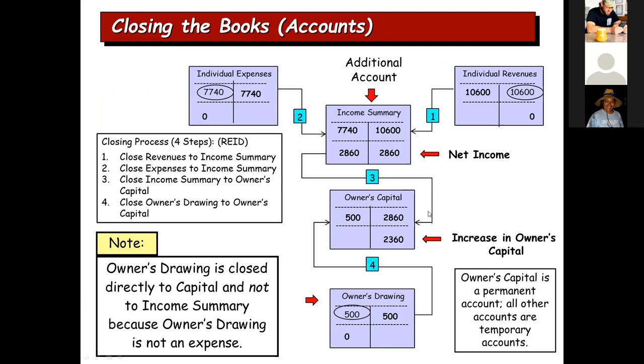Is there like a why? No, this is based on a sole proprietorship accounting. If you were doing a corporation, you wouldn't have owner's capital. You would have stockholders' equity. Let me go back to that.